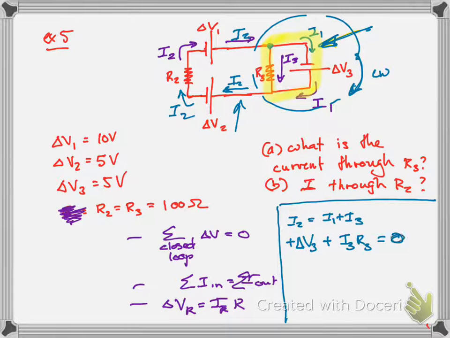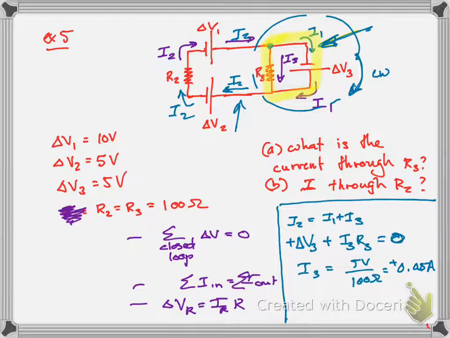And now I want to point out before we go any further that this right away tells us what I3 is, the current through resistor 3. I3 is the potential difference delta V3, which is 5 volts, divided by R3, which is 100 ohms, so I3 is 0.05 amps. Not only is it 0.05 amps, but it's positive, so that means we had guessed the direction of the current correctly. Now we know what I3 is.